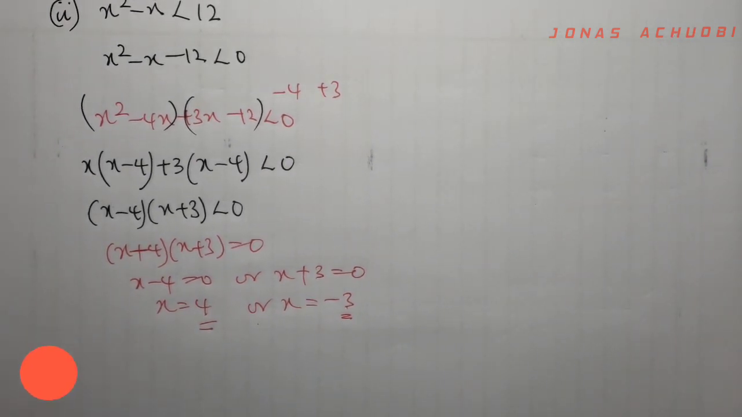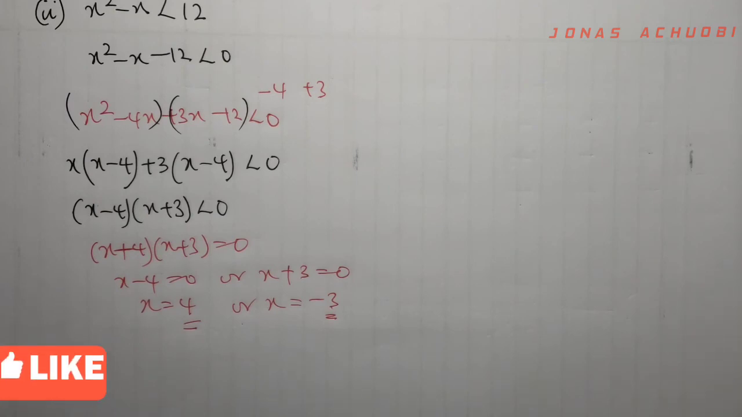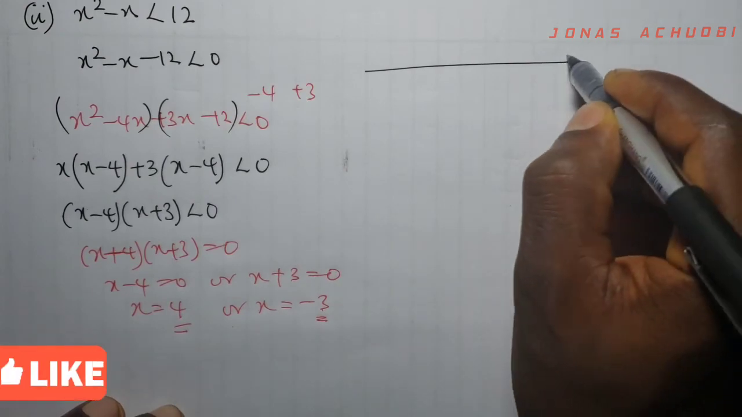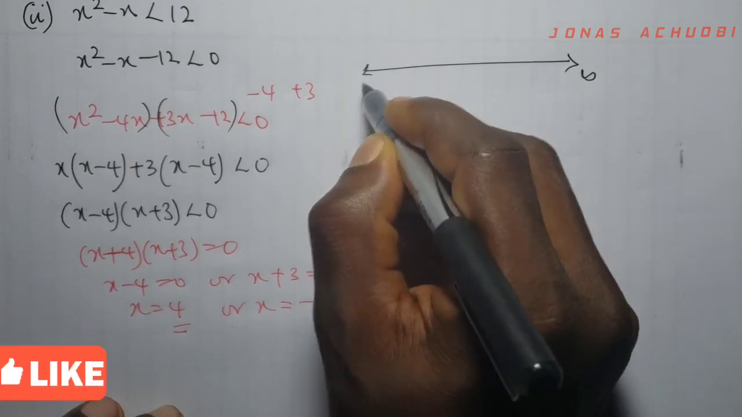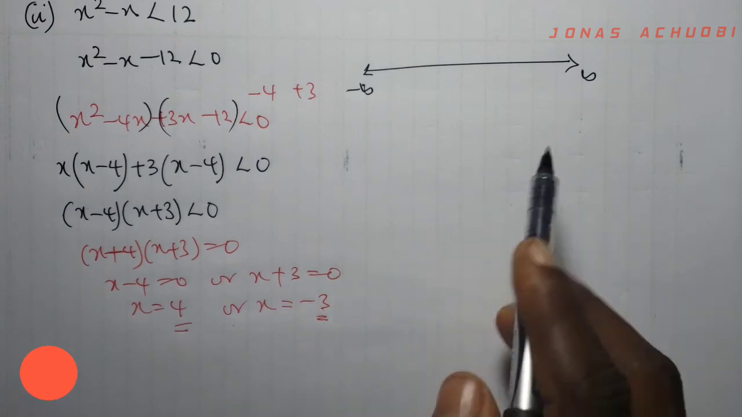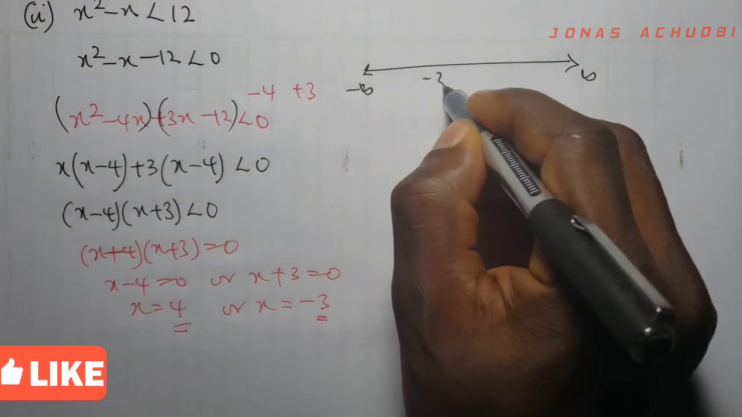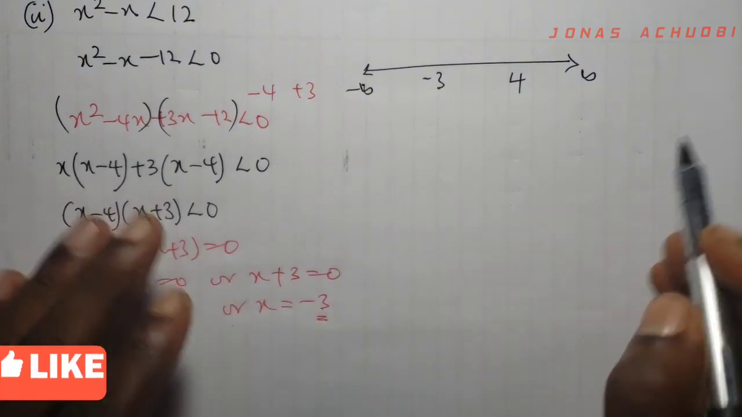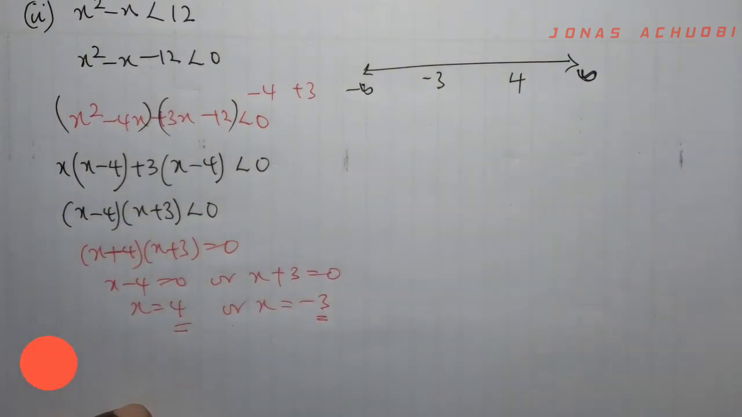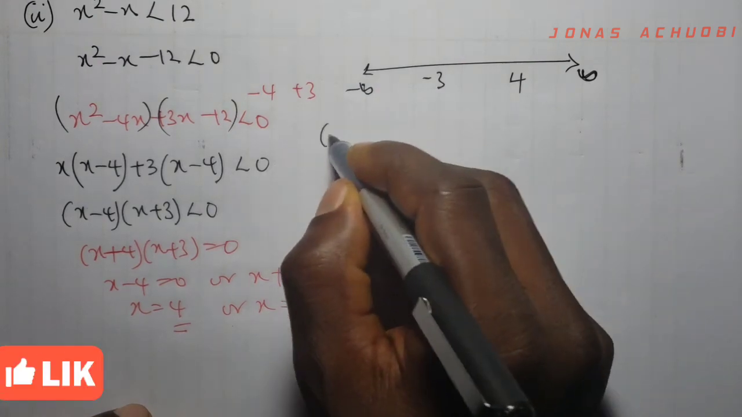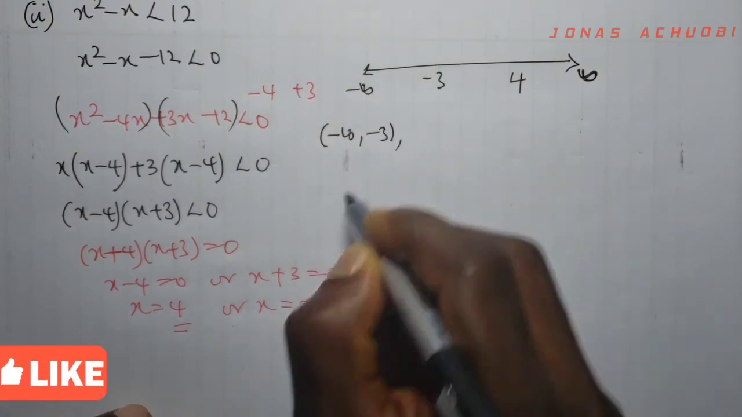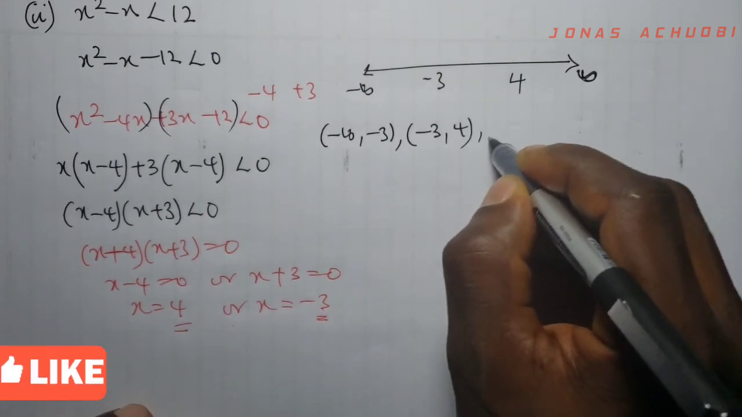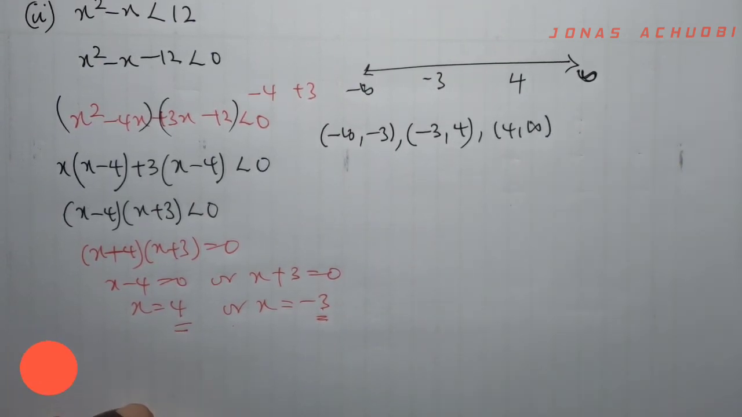The next step says you should do what? You should put the zeros in order on the number line. So our number line is drawn this way. Here is infinity. To the left is minus what? Infinity. In order, minus 3 should come first. So minus 3 comes first, then 4 comes next. So this divides again our number line into intervals. The first interval there is minus infinity to minus 3. Second interval is minus 3 to 4. And the third interval is 4 to infinity.